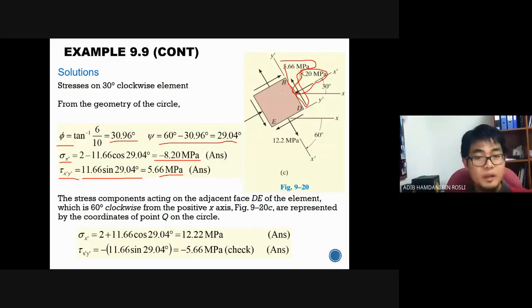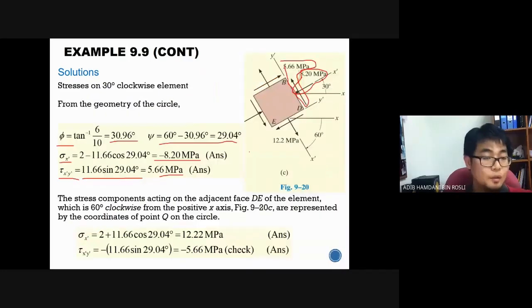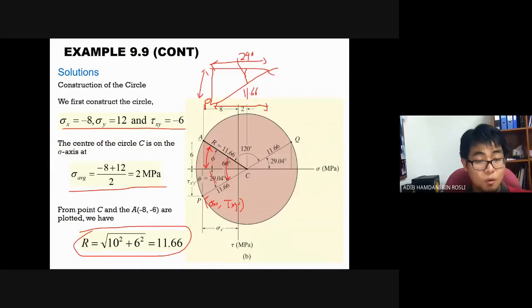Okay. While on the other hand, for the other surface, what you have to do is go to the other side, which is point Q. So you need to rotate from A to Q. So all the way from A to Q, this is 60, so this is 120, because the angle of the line is 180. So you need to rotate 120, and it is equivalent to how much? 120 divided by 2 is 60 degrees clockwise, isn't it? You rotate clockwise from A to Q.